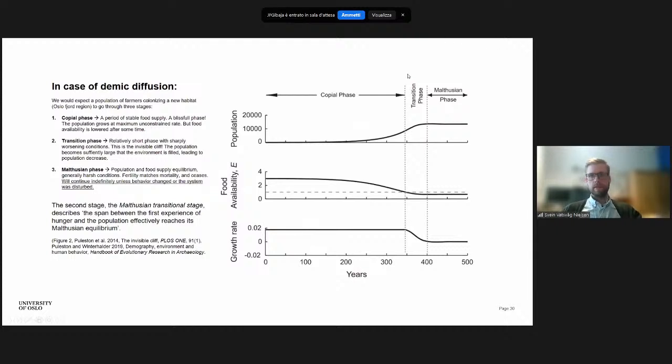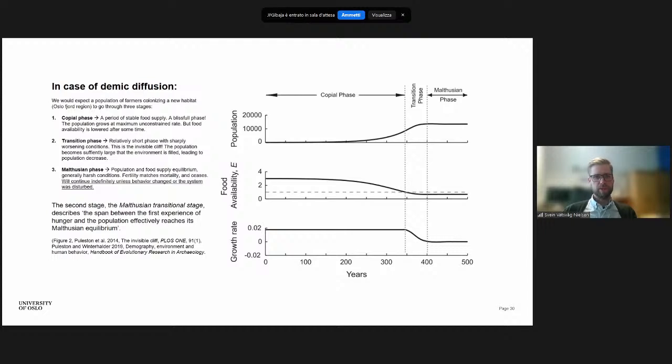So in case we would work with the theory that there was a demic diffusion or migrants coming into the Oslo Fjord region, then we would expect population to go through three stages. First we would expect to see a copial phase, which would last probably a few hundred years. This would be a period of stable food supply, a blissful phase for early farmers. Population grows at maximum unconstrained rate, but the food availability would in reality be lowered after some time.